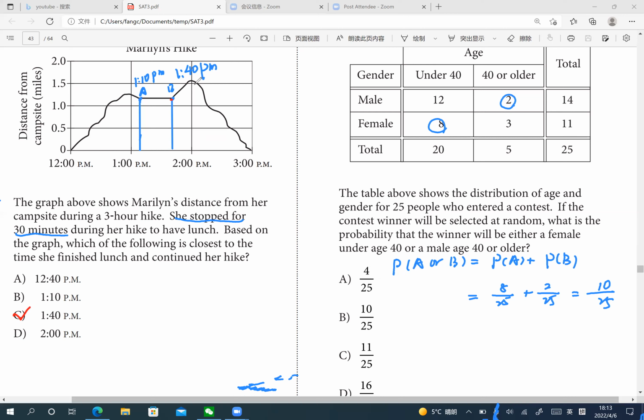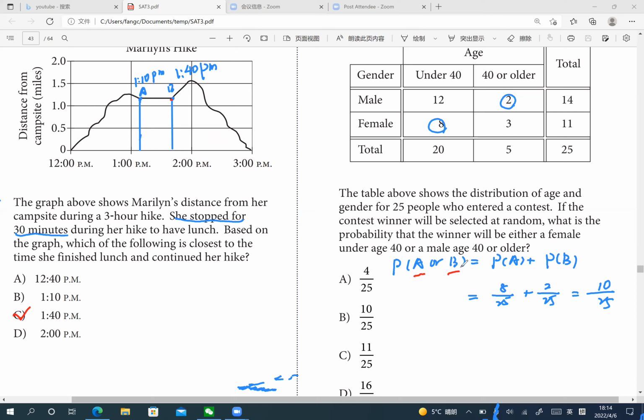Next question. The table above shows the distribution of age and gender for 25 people who entered a contest. If the contest winner will be selected at random, what is the probability that the winner will be either a female under age 40 or a male age 40 or older? We use A to represent the event that a female under age 40 is selected. We use B to represent the event that a male age 40 or older is selected.